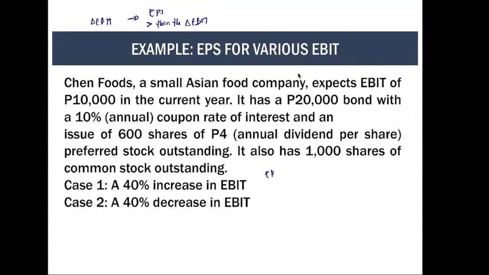So EBIT. What is the original EBIT? 10,000. So plus 40%, 10,000 plus 40% is 14,000. Less 40%, 10,000 less 40% is 6,000. Now we compute our interest. We have a 20,000 bond, 10% annual, 20,000 times 10%. How much then is our interest? 2,000.